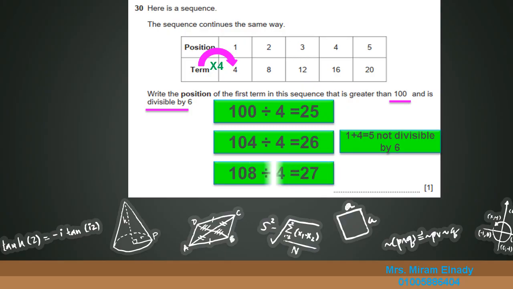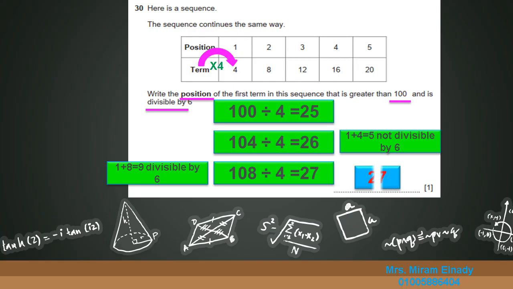It will be 108. Divided by 4, 27. Okay, is it divisible by 6 or not? 1 plus 8 is 9, so yes, it's divisible by 6. It's an even number and also in table 3, so it's divisible by 6. Then we need to check, will I take 108 or write 27? This is very important because in the mark scheme it will not accept 108, because it's written to write the position. Since it's written to write the position, we have to write only 27.